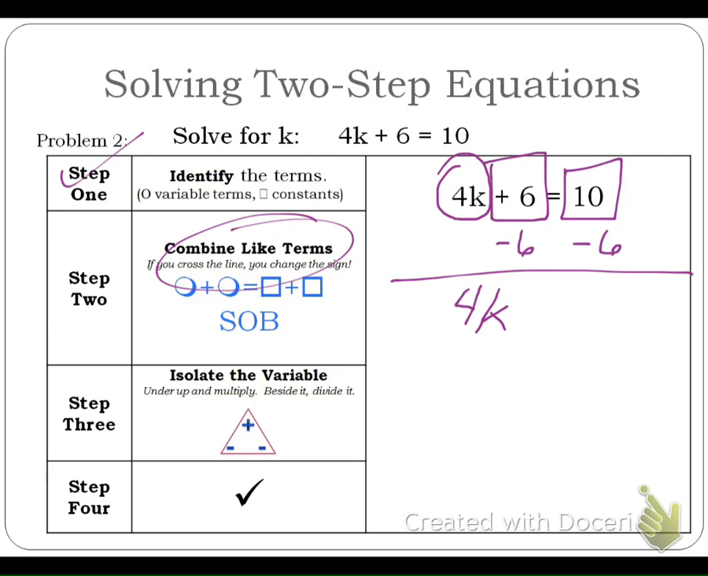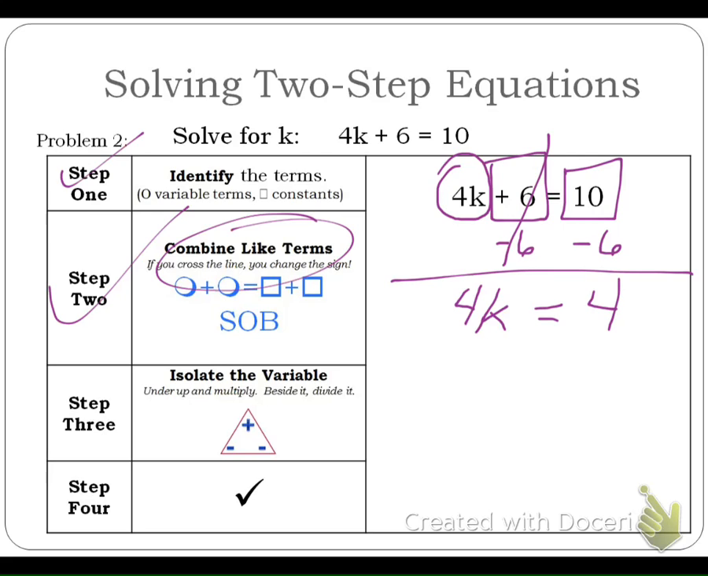The positive 6 and the negative 6 is a 0 pair, so I cancel it out. Is equal to 10 minus 6, or 10 and negative 6. I combine those two terms together, so I subtract, because they're opposite signs. 10 minus 6 is 4. And the bigger sign wins, so it says positive 4. So I've done step 2.